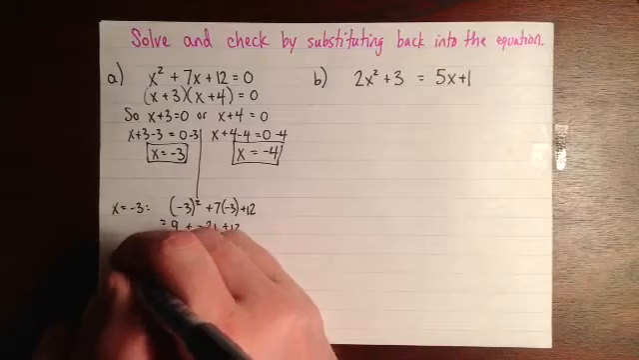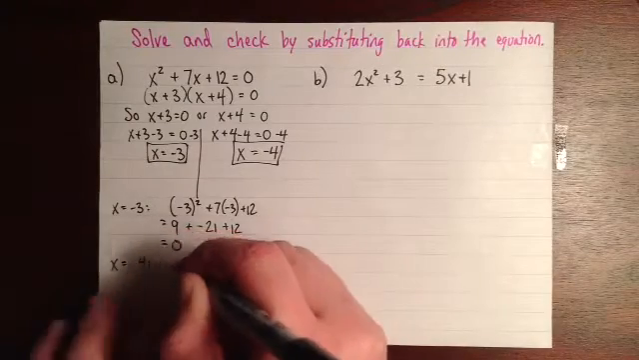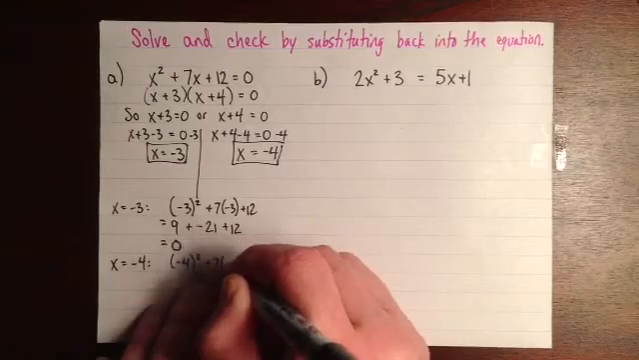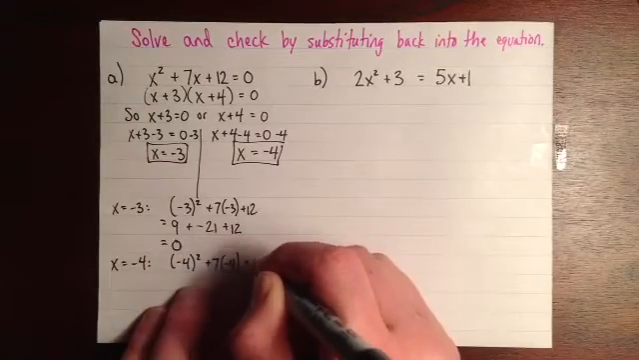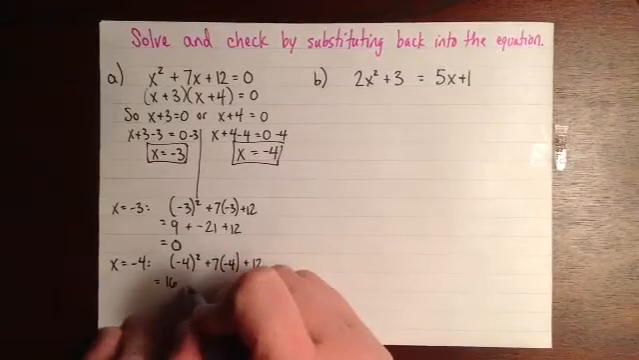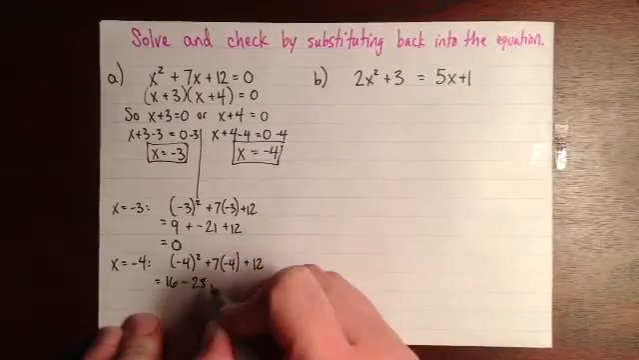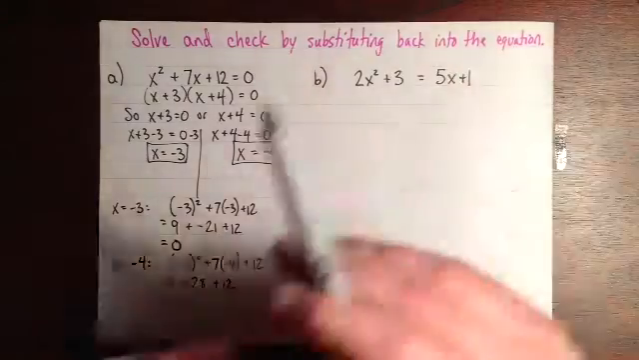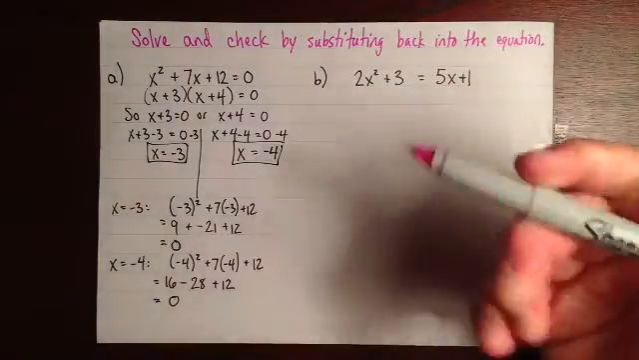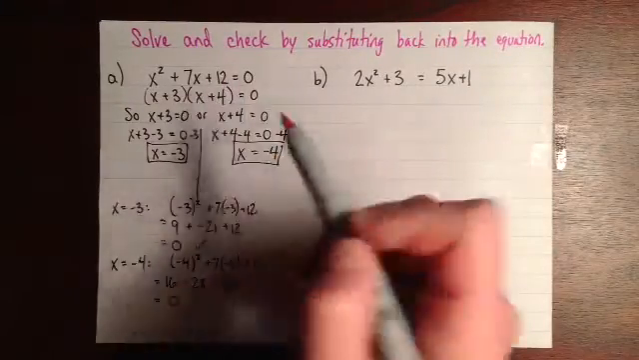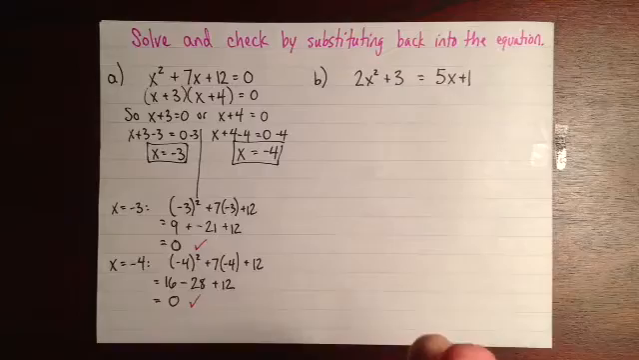Okay, same thing with x equals negative 4. Got negative 4 squared plus 7 times negative 4 plus 12. So that's 16 minus 28 plus 12. And that's also 0. So it won't always have to be equal to 0. It just has to be equal to whatever the original equation said. Okay, cool.